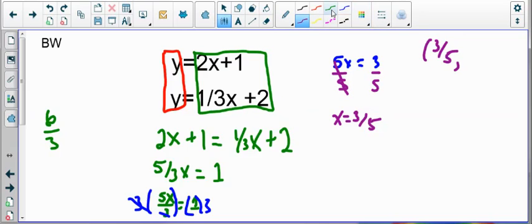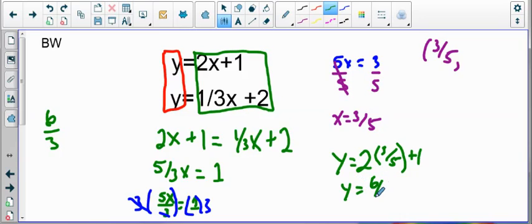Okay. So what I end up with is y is equal to 2 times what's x? x is 3/5, times 3/5 plus 1. Trying to figure out what the y is. Well, 2 times 3/5 is 6/5. So y is equal to 6/5 plus, well, I don't want to add the 1. Let's turn that into fifths. What divided by 5 is 1? Well, 5 divided by 5 is 1, so that's 5/5. So now I know that they're over the same thing. So that's 6/5 plus 5/5 is 11/5. So y is equal to 11/5 where those two lines cross.